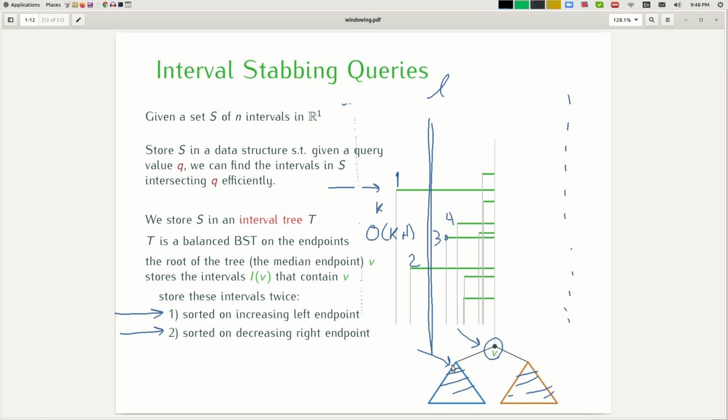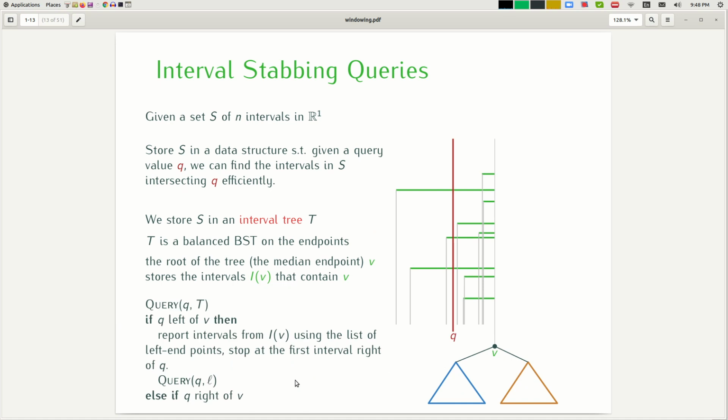So ignoring the time that it takes to report the output, the query time can be bounded by this recursion: Q of n equals Q of n over 2 plus O of 1. And this obviously solves to log n time. So this data structure can actually solve these queries in log n time.